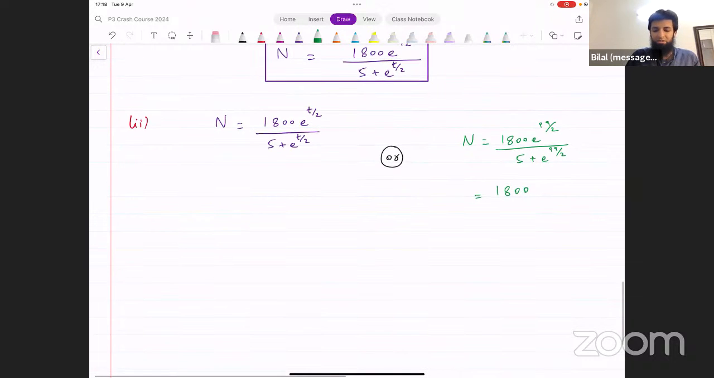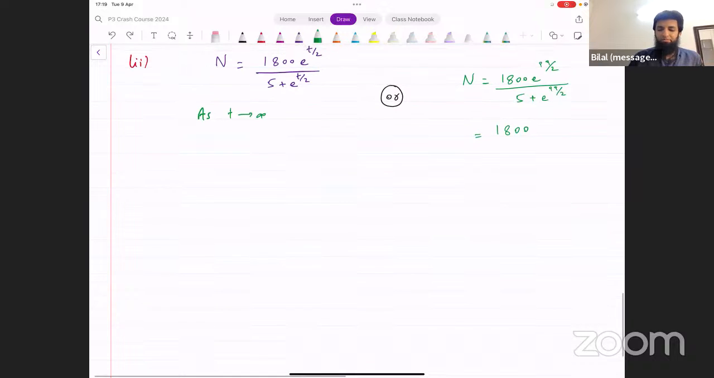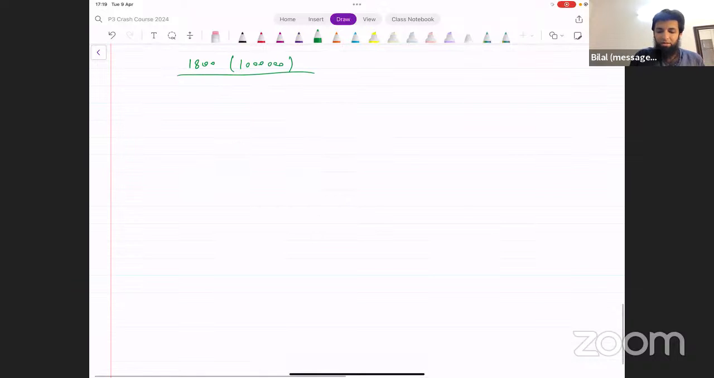Because when t becomes very large, you can see e raised to power t over 2 should go towards infinity. 1800 into infinity, that's also infinity. In the denominator as well, you have 5 plus infinity, that's also infinity. But think about this. When you're talking about extremely large numbers, so think about 1 million, for instance, okay? So let's say you have 1800 into 1 million divided by 5 plus 1 million.